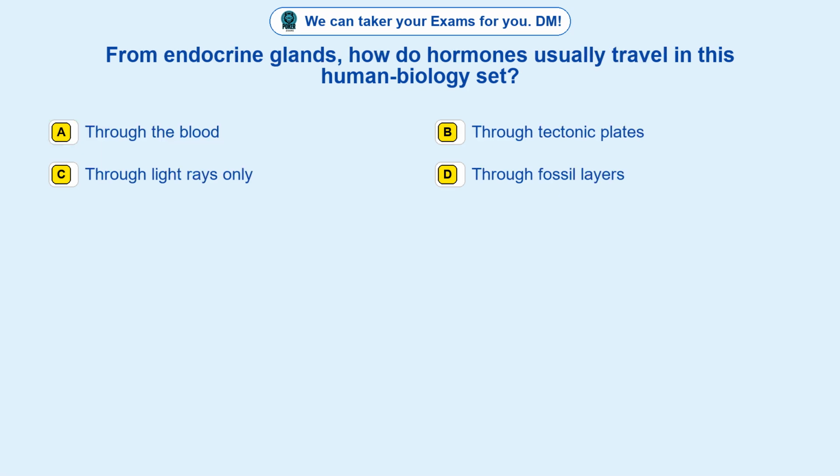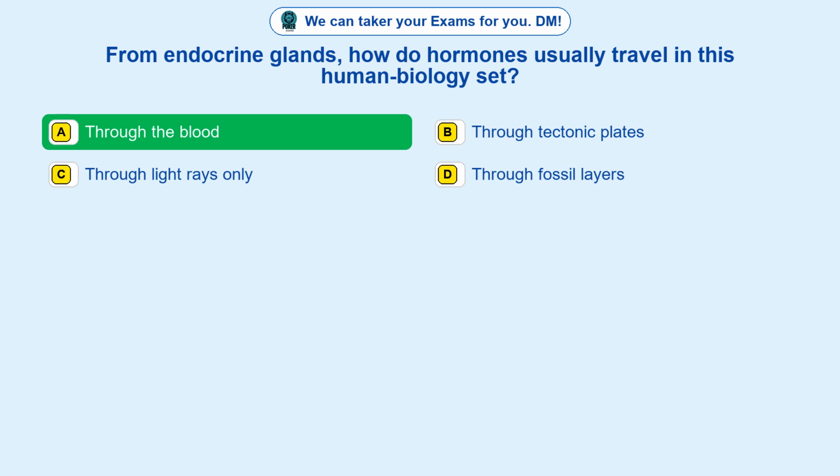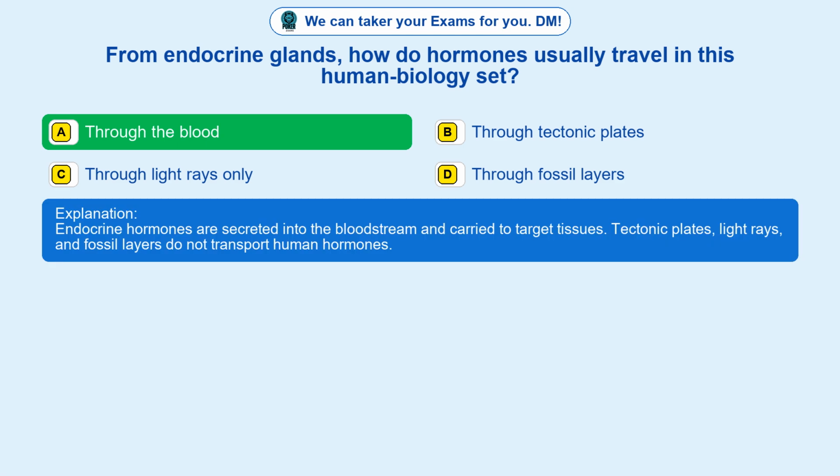Question 28. From endocrine glands, how do hormones usually travel in this human biology set? Option A. Through the blood. Option B. Through tectonic plates. Option C. Through light rays only. Option D. Through fossil layers. The correct answer is option A. Through the blood. Endocrine hormones are secreted into the bloodstream and carried to target tissues. Tectonic plates, light rays, and fossil layers do not transport human hormones.